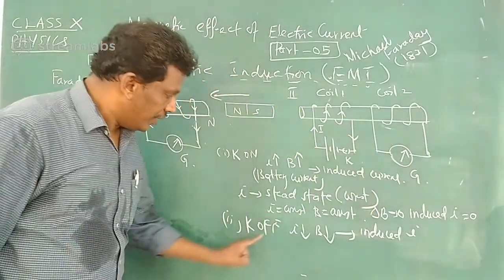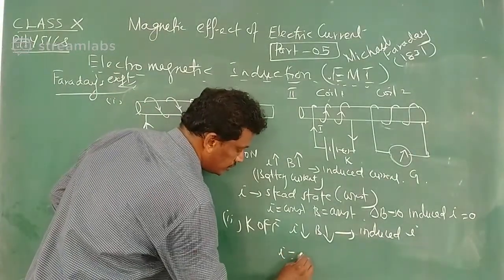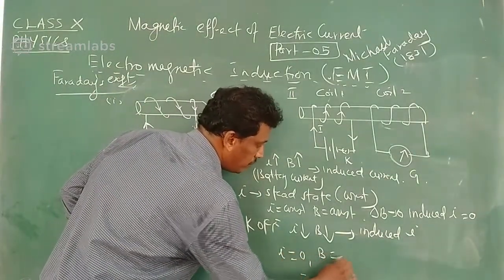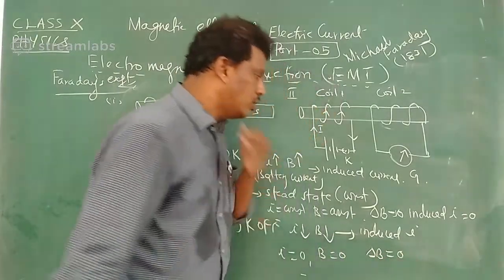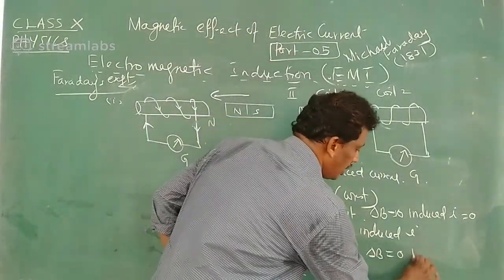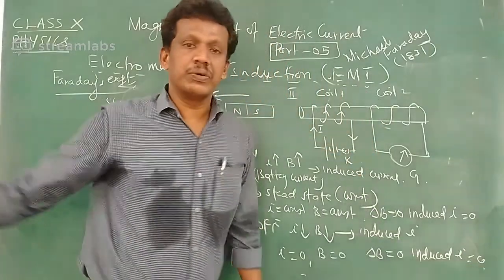Is it clear? Now what happens? After some time, the current I becomes what? Zero. The magnetic field becomes zero. No change in magnetic field, because no field, no change also. So automatically the induced current is equal to zero.